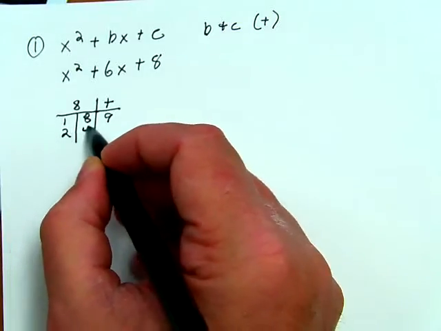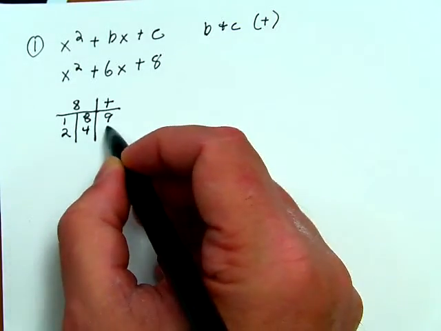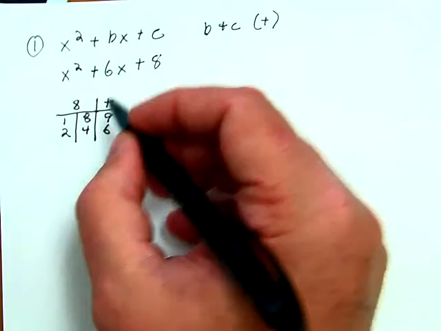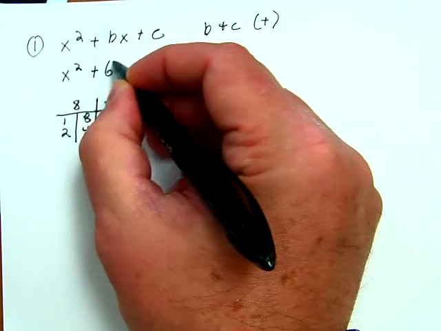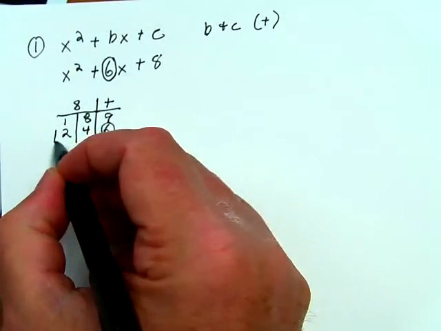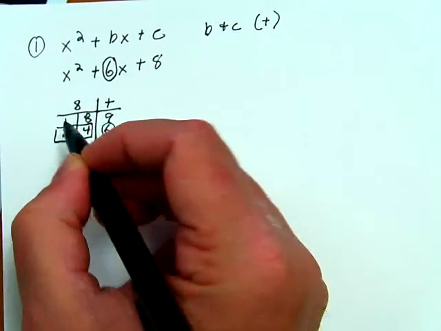Let's say 2 and 4. 2 and 4 added together give me 6. Is 6 the coefficient of that? Yes, it is. So that is the correct pair of numbers that I want to use.